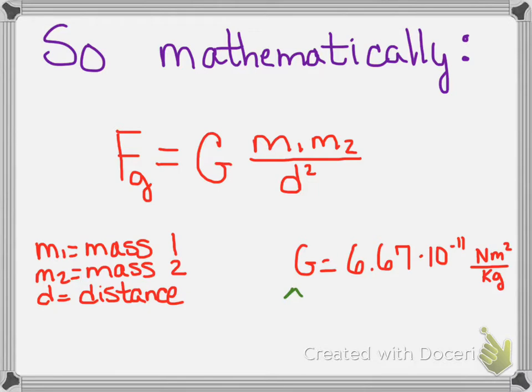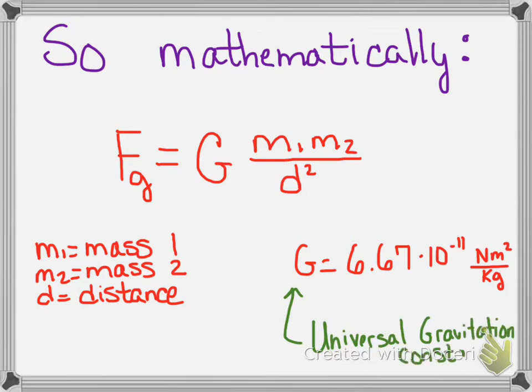So what is G? G is 6.67 times 10 to the minus 11th, and that is the universal gravitational constant. So big G, 6.67 times 10 to the minus 11, little g, 9.81, and those are both on the formula chart. So let's go ahead and move on to the next quest and do some practice problems.